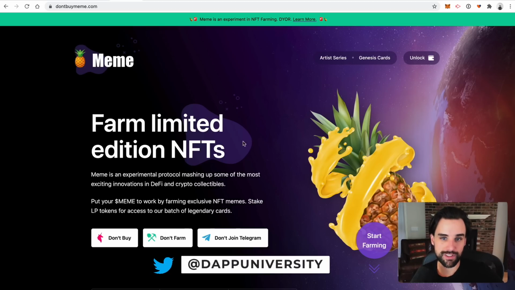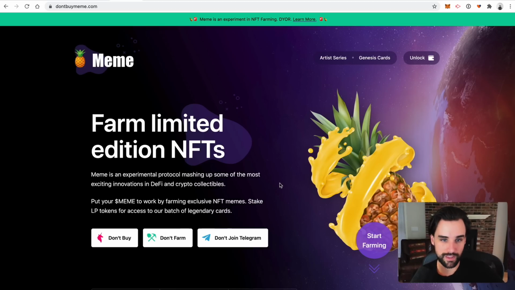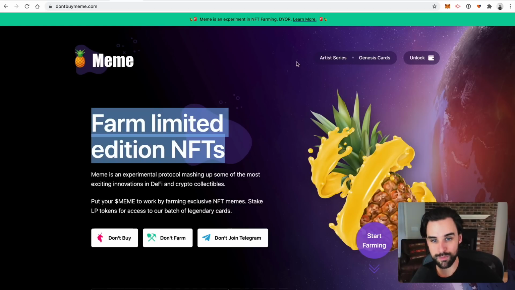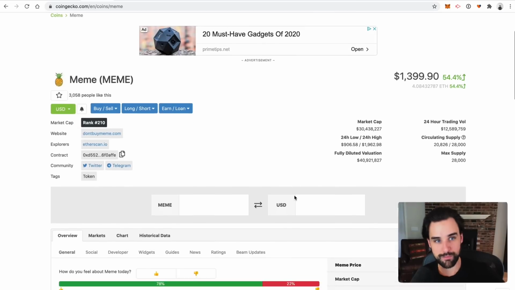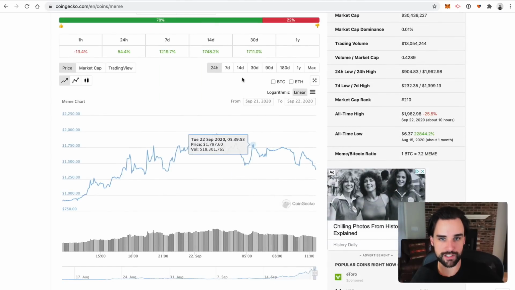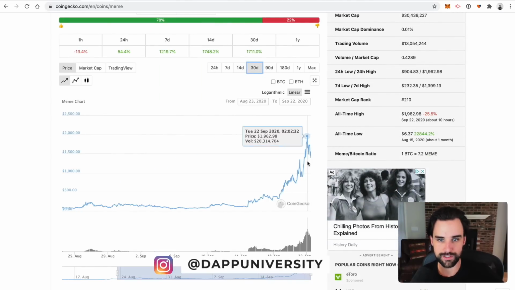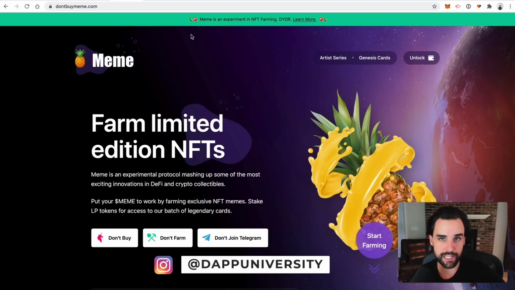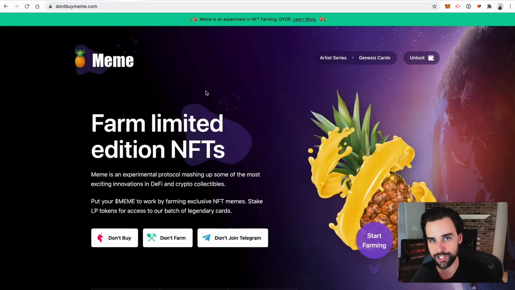So this matches up the DeFi yield farming trend with NFTs. You can actually farm limited edition NFTs. And Meme is another token that's really outperformed a lot of the DeFi projects in the past few weeks. And so these are just some examples of really hot NFT projects in this space right now, but I'll give you a quick blow-by-blow of several other projects you should watch out for.